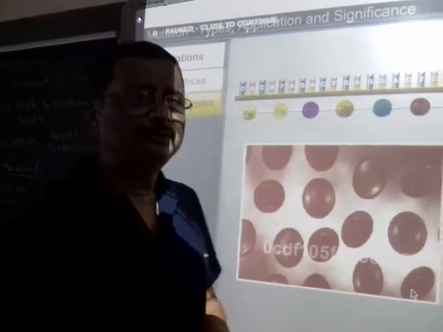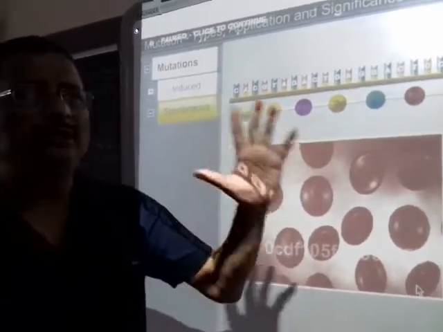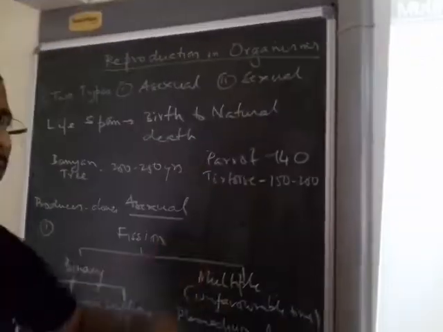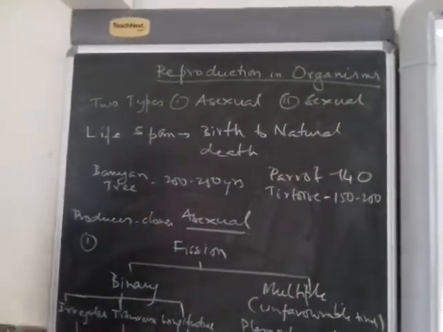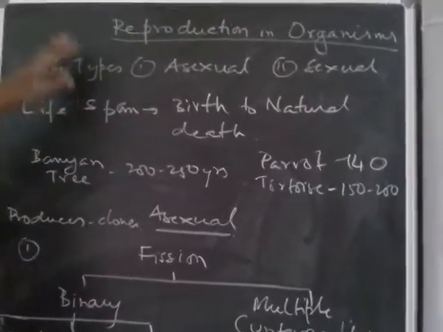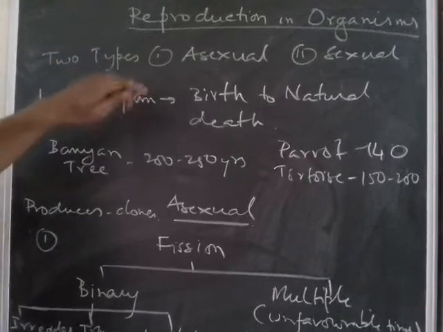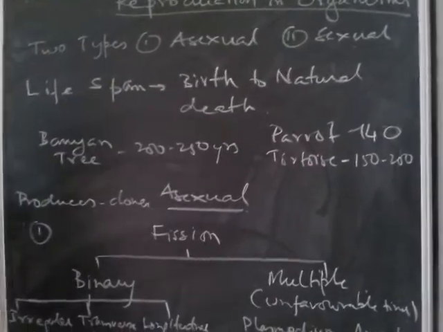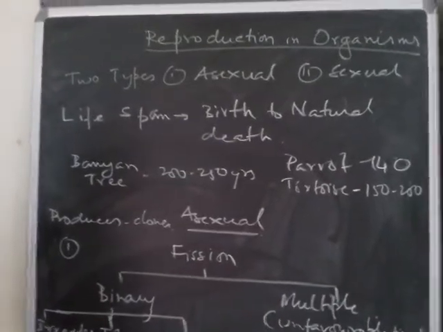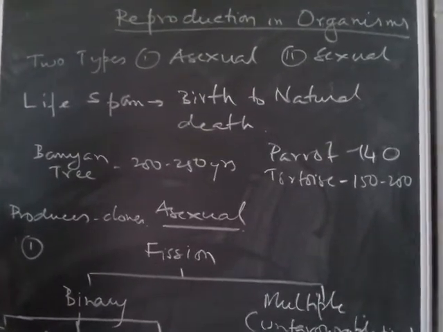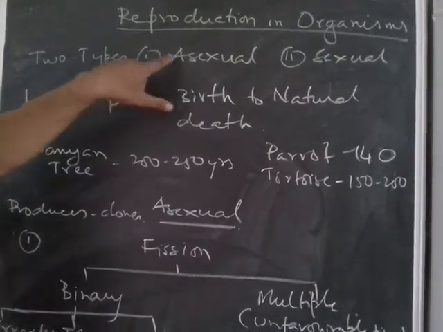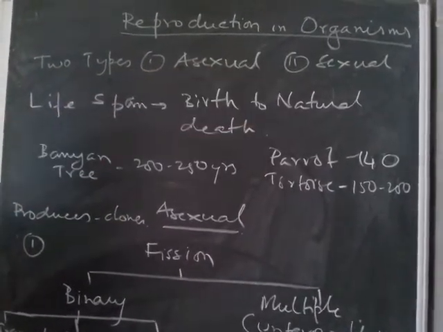Now this is all about the chapter on mutation. We are going to start a new chapter today, the chapter on reproduction in organisms. In earlier classes we have studied this, but we are going to study it in a little more detail. What is reproduction? Producing identical species from a parent plant or animal is called reproduction. There are two types of reproduction: asexual reproduction and sexual reproduction.